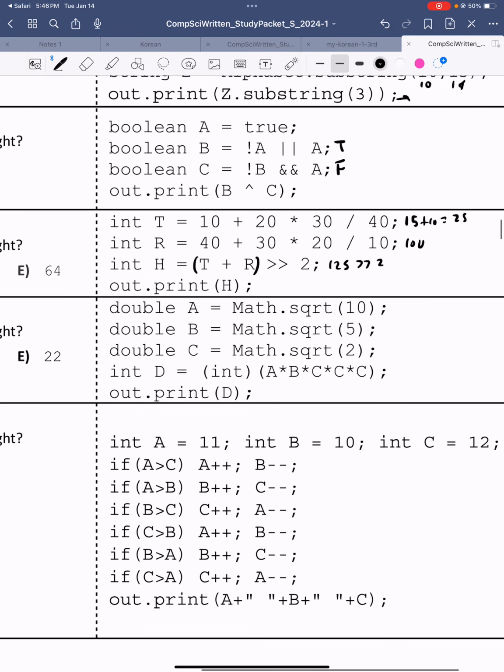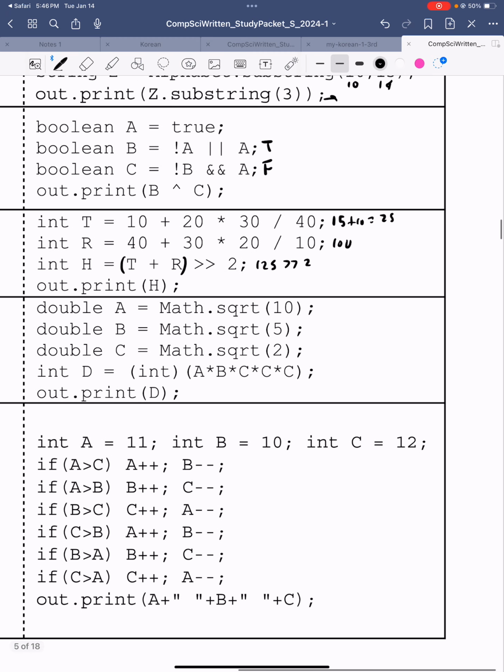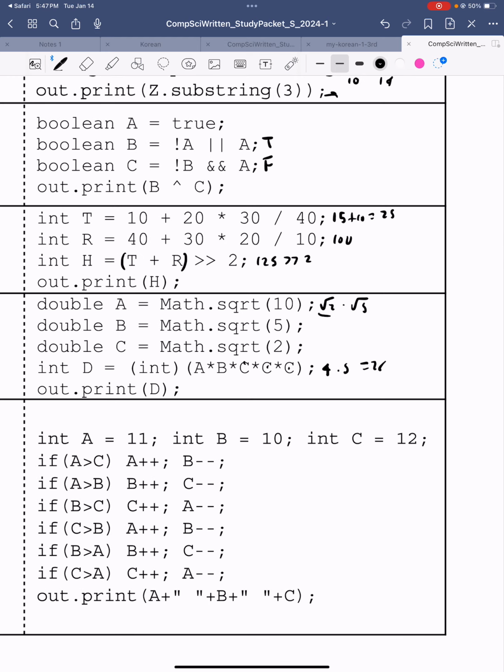This one, so square root, A times B times C times C times C. Okay, well, square root of 10 is square root of 2 times square root of 5. So C is square root of 2, and we see that is going to be 4 times 1, 2, 3, and 4 from A. So that's just going to evaluate to 4 times B, which is square root of 5, times the square root of 5 left over, which is 5. So the answer is 20.